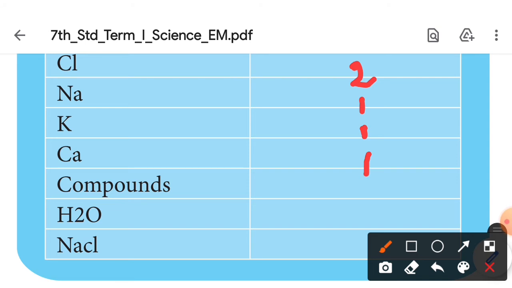Next, compounds are given. H2O: hydrogen 2 atoms, oxygen 1 atom. So 2 plus 1, how much, children? Yes, very good, 3. The next one is NaCl. Na means sodium, Cl means chlorine, sodium chloride. Here sodium is 1 atom and Cl is another atom, so 2 atoms combine to form it. So the atomicity is 2. Clear, children?